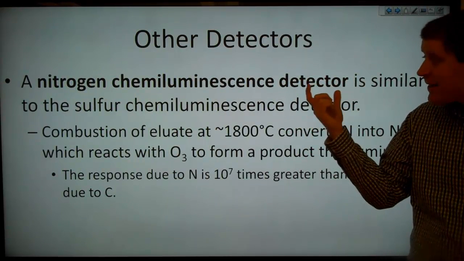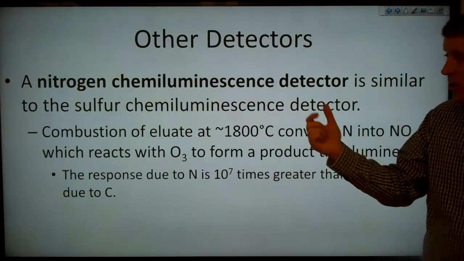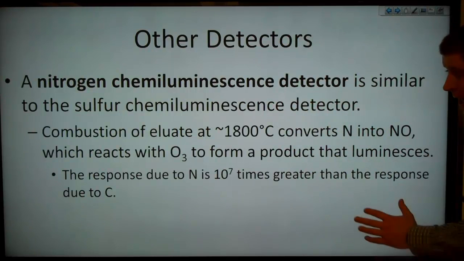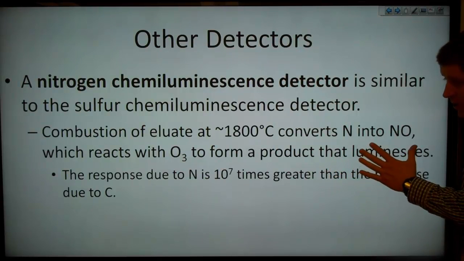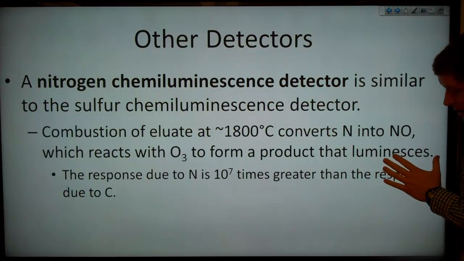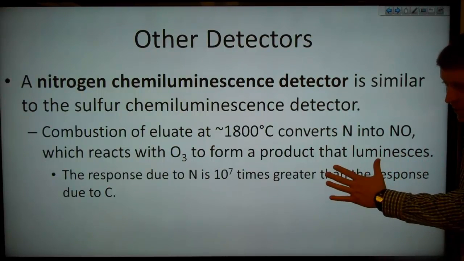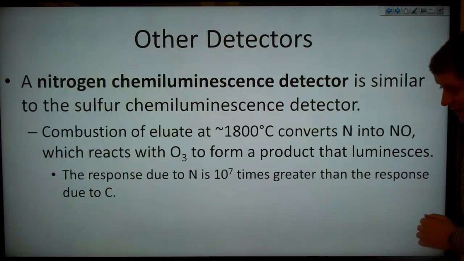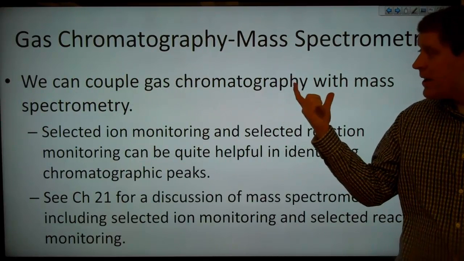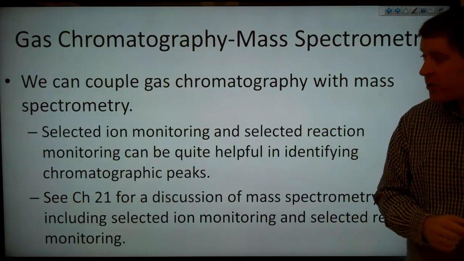Similarly, a nitrogen chemiluminescence detector is similar to our sulfur chemiluminescence detector. Combustion of the eluate at around 1800 degrees C converts nitrogen into NO, which then reacts with ozone to form a product that luminesces. The response due to nitrogen is 10 to the 7 times greater than the response to carbon. So we can also couple gas chromatography with mass spectrometry.